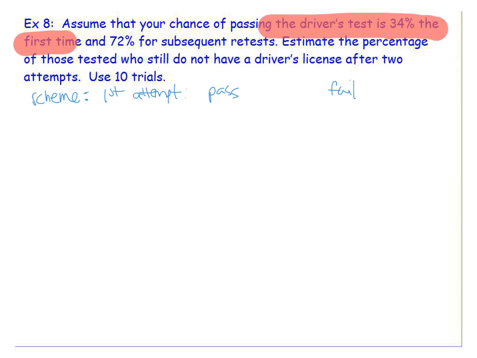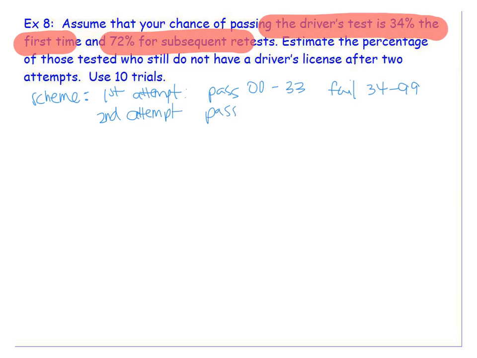That was on the first time, and then 72% for the other ones. So 34%, I need 34 numbers for passing. That's double zero through, remember, one less, 33, which means failing is 34 to 99. But on the second attempt, our passing percent is now 72. So passing is going to be 0 to 71, and failing is going to be 72 to 99.